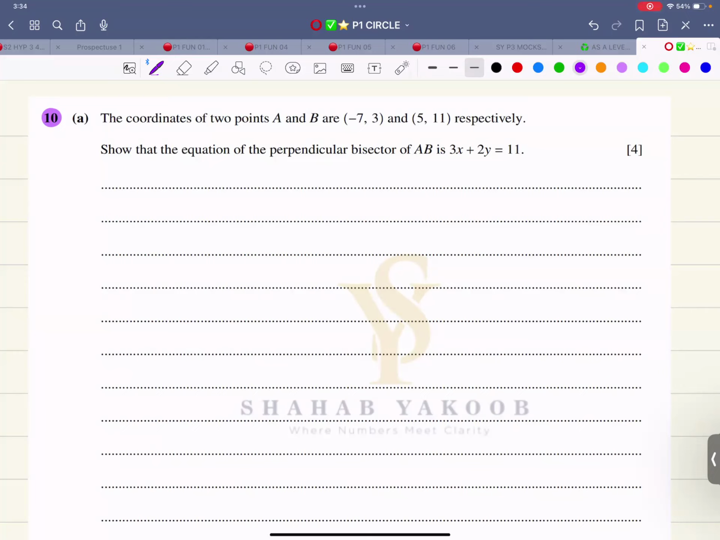Okay, now it says the coordinates of 2 points are such and such. A is -7, 3, and B is 5, 11. They are obsessed with perpendicular bisectors because it's so very important. Show that the equation is this much. I think it's pretty basic. M is (-7 plus 5 divided by 2, 3 plus 11 divided by 2), so -2/2 is -1, 14/2 is 7.